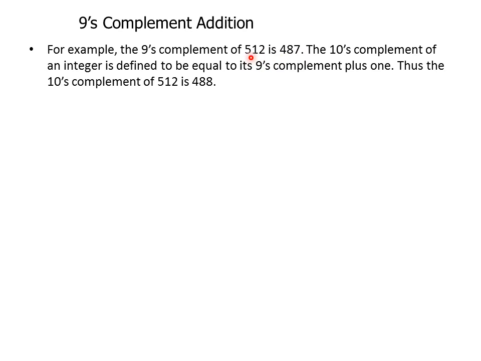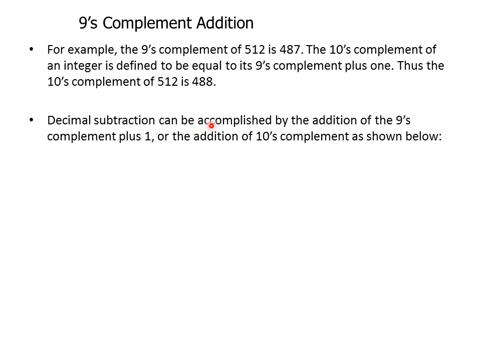How is it calculated? We subtract each digit from 9. 5 plus 4 is equal to 9, 1 plus 8 is equal to 9, 2 plus 7 is equal to 9. Therefore the 9's complement of 512 is 487. Similarly the 9's complement of 487 is 512. The 10's complement of an integer is defined as its 9's complement plus 1. Thus the 10's complement of 512 is 488, that means 487 plus 1.